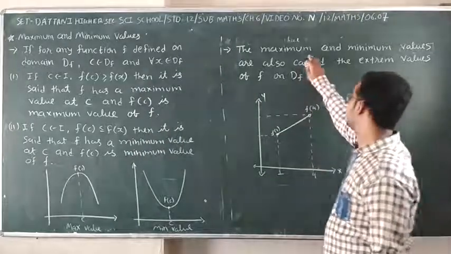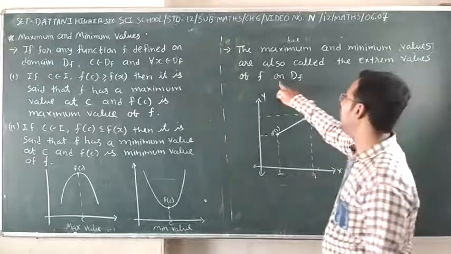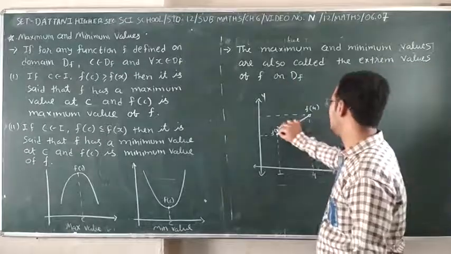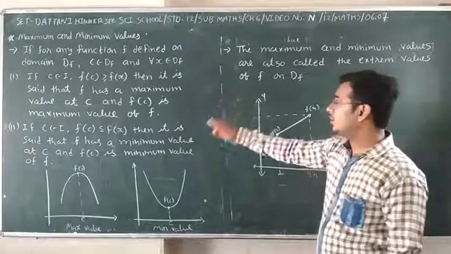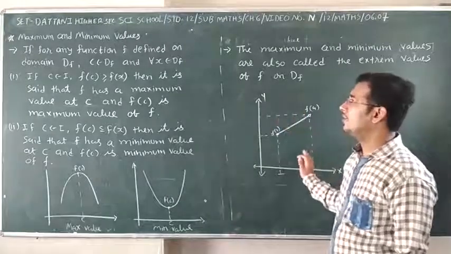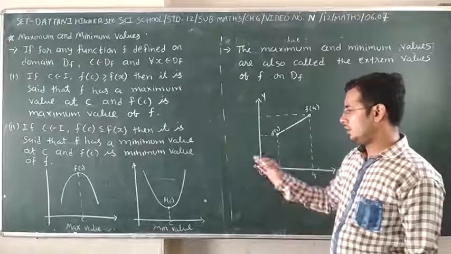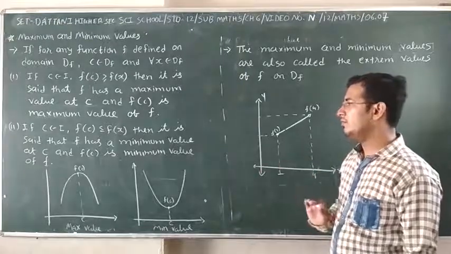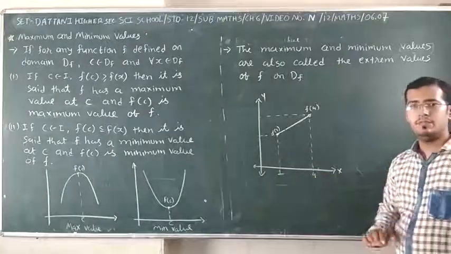Next, the maximum and minimum values are also called the extreme values of f on Df. Note down the theory of maximum and minimum values: what the maximum and minimum values are, and how to find the maximum and minimum values on a graph.